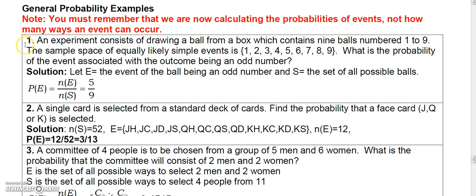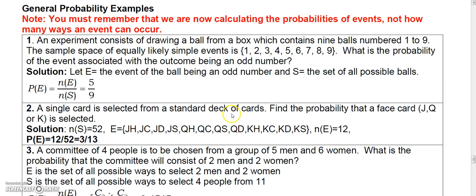So, first of all, look at this first one. This first one's pretty straightforward. You have an experiment, and you're going to draw from the numbers 1 through 9, and it says what is the probability of the outcome being an odd number? Well, there's actually 5 odd numbers in this sample out of 9, so the probability would simply be 5 out of 9.